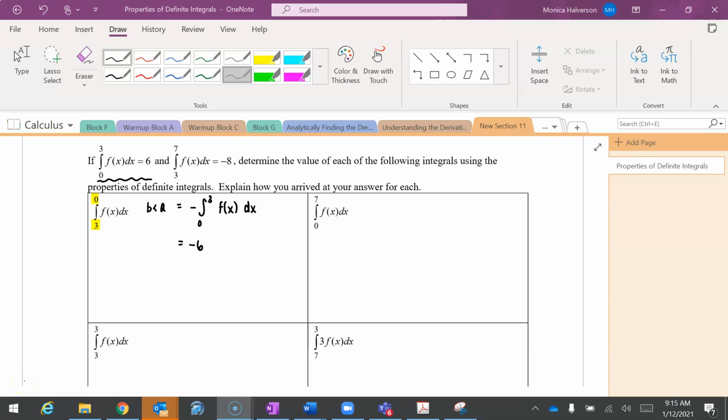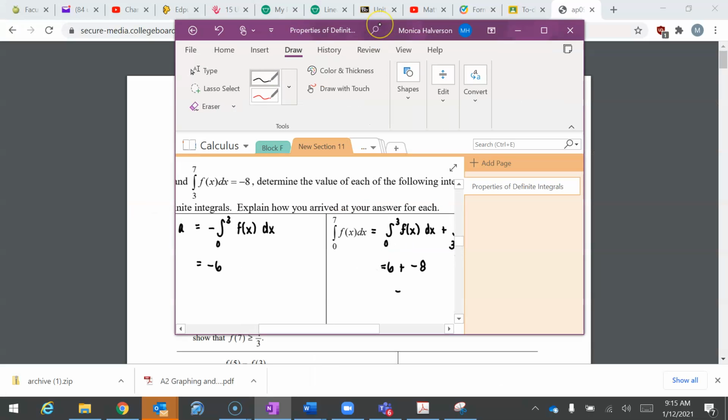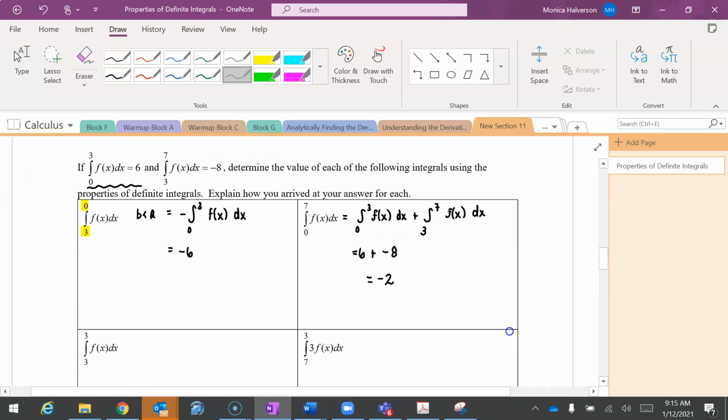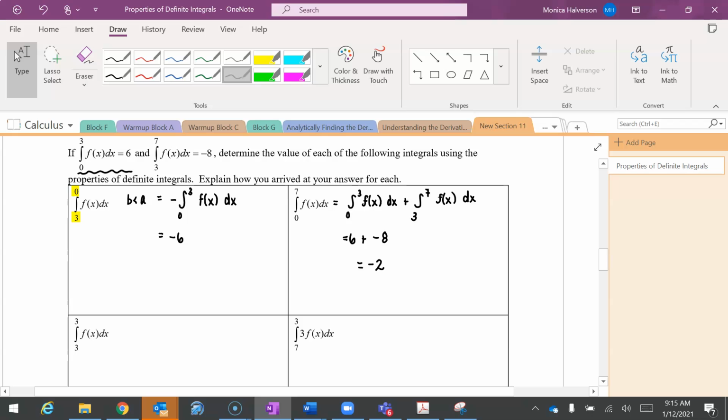If we look at the next one and we take the definite integral from 0 to 7 of f of x dx, based off of what we were given, this would equal the definite integral from 0 to 3 of f of x dx plus the definite integral from 3 to 7 of f of x dx. That's how we would get from 0 to 7. So that would be 6 plus negative 8, so our answer would be negative 2. I would now like you to do the next two on your own.